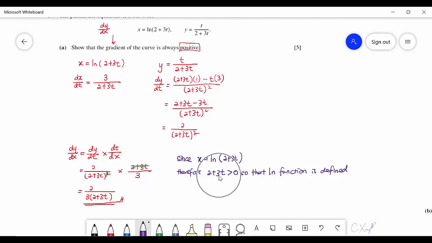And since 2 plus 3t must be positive, that also means that dy/dx, which equals 2 over 3 times (2 plus 3t), is always more than 0 as well. Because you know that 2 plus 3t is always greater than 0, therefore dy/dx is also always greater than 0. So maybe you can write it something like this: dy/dx is always positive.